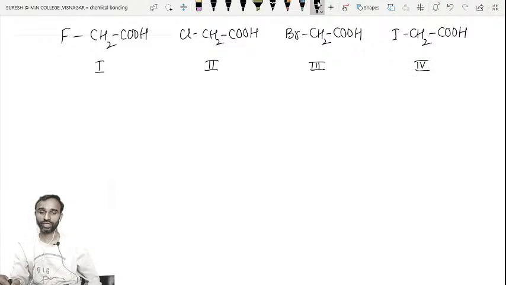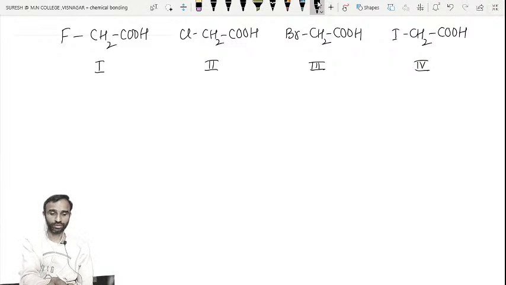What is the order of acidic strength? Fluoroacetic acid, chloroacetic acid, bromoacetic acid, iodoacetic acid. Fluoro, chloro, bromo and iodo.